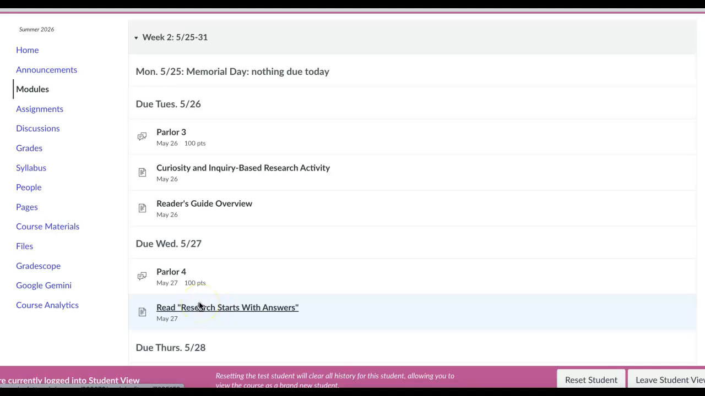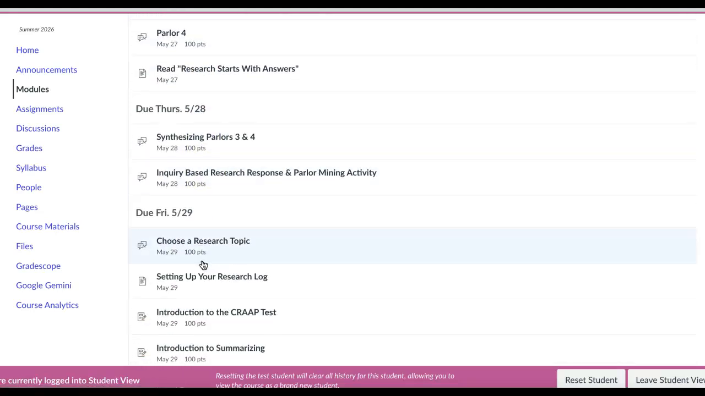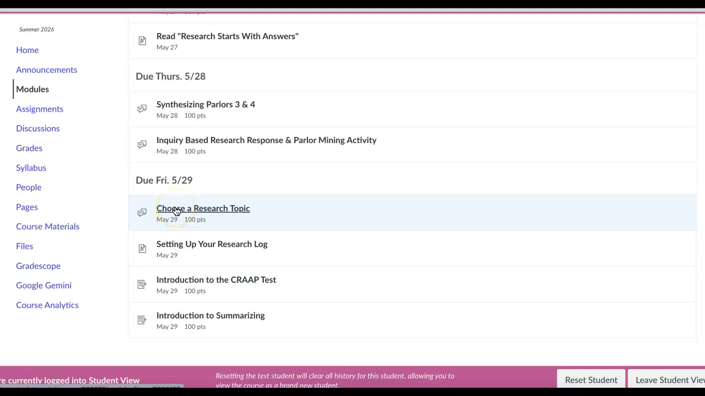It's online. And then on Thursday, you start looking back through your Parlor posts for clues into what direction you might want to go in terms of what you research, based on our book Co-Intelligence. On Friday, there is a discussion post that's going to lead you through choosing a research topic. And then you're going to set up your research log in a folder that I will share with you during the week. So you should keep your eyes open for a Google folder that you will put all of your documents in from now on, including this research log.